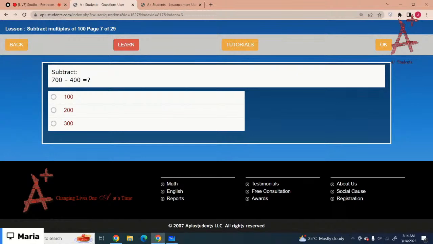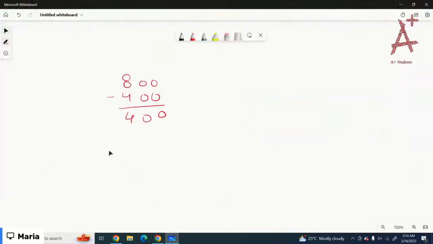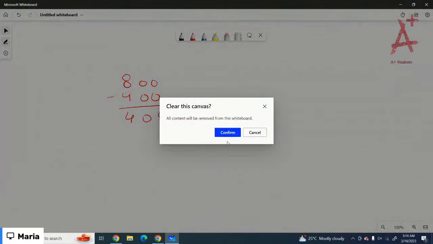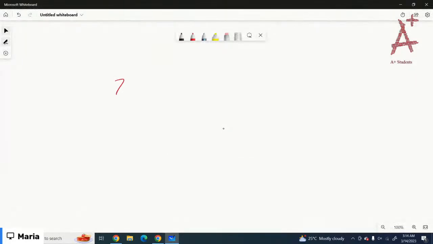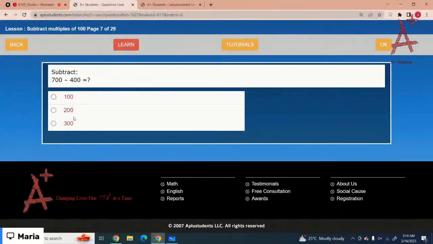Okay, the next one is 700 minus 400. So basically, if the number of zeros is the same in both the digits, you just have to subtract the non-zero values because we know that 0 minus 0 is 0. The non-zero is 7 minus 4. 7 minus 4 is 3. So 700 minus 400 equals 300. So the correct option is 300. Just select the correct option and click on the OK button.